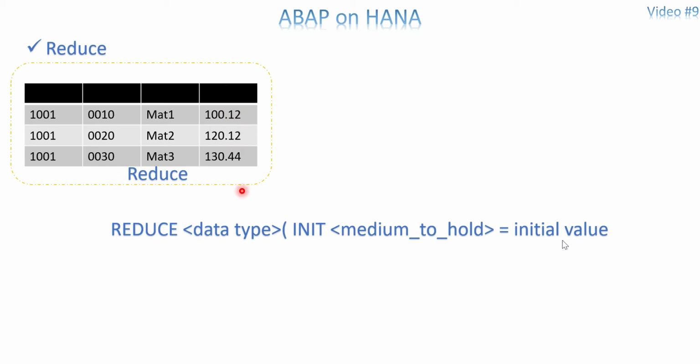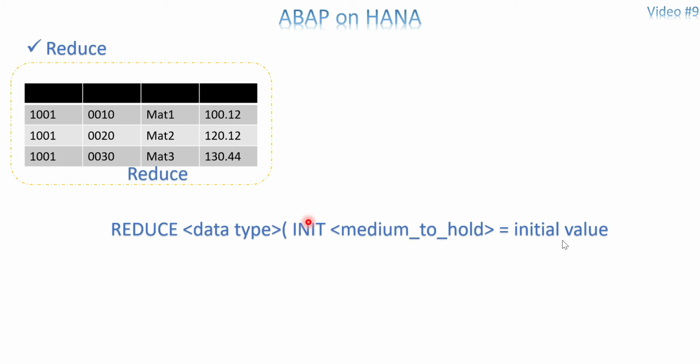The output would be: I want to consolidate the net price of your purchase order. So the syntax, the first line: REDUCE is the keyword, followed by the data type. You have to give the data type, or a data element also works. And for a one-line REDUCE, as you may have seen previously, reduce works for a specific data type.